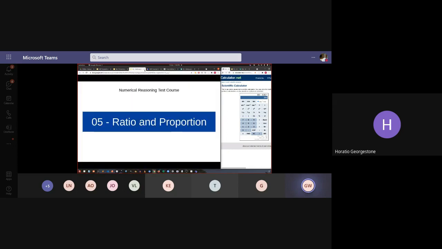So anyway, let's crack on with this. Hopefully you all know where to find the notes. If you don't, we can hook you up with them.